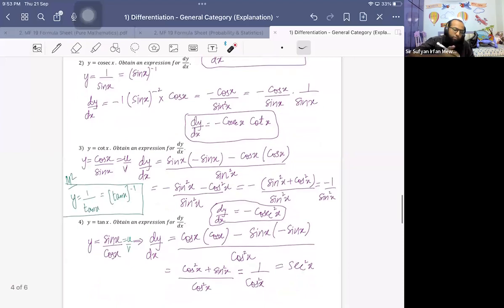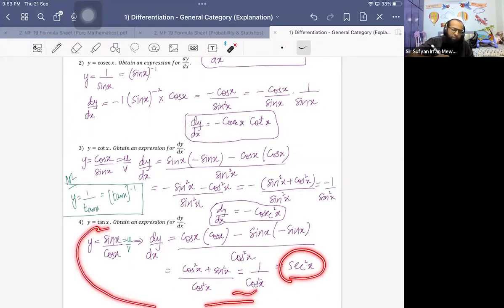Then we already know that the differentiation of tan x is sec square x. We have already remembered this, and we do not have to derive it. We can directly use this. The differentiation of tan x is sec square x. But even if we are going to derive it, how is it derived?